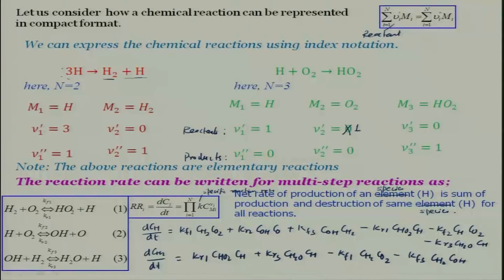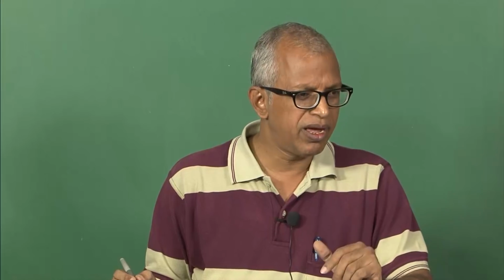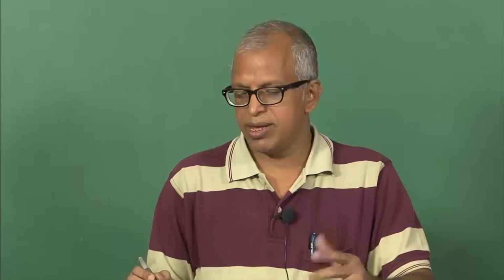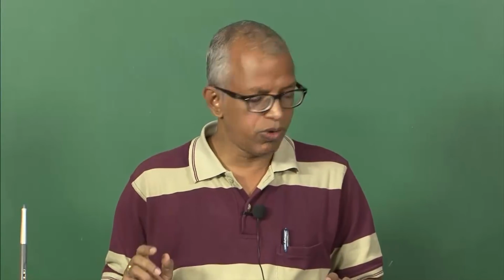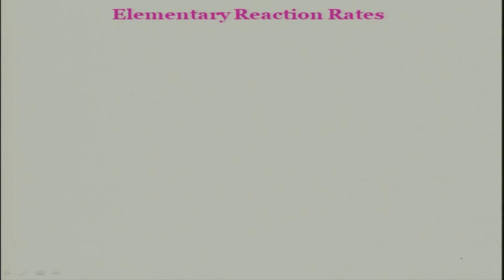Now, this reaction, if you use this compact scheme, can be written in a matrix format, and the reaction rates you can substitute and then add together. All those things can be done very easily. I am not going to show that because it will be a little complex and we will not be using it in this course, but whenever you are programming and simulating reacting flow, then you need to look at it. So, let us now get into the elementary reaction rates that we are considering.